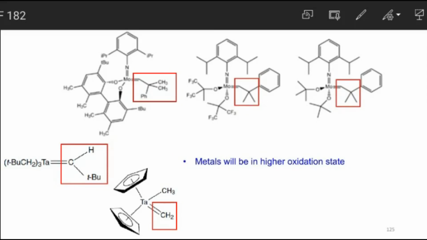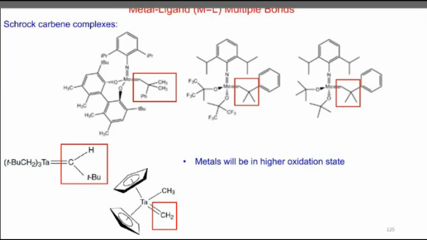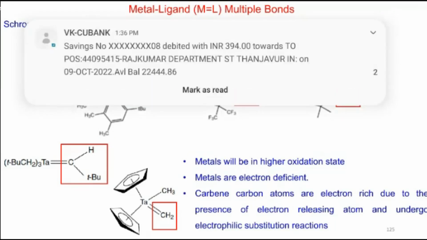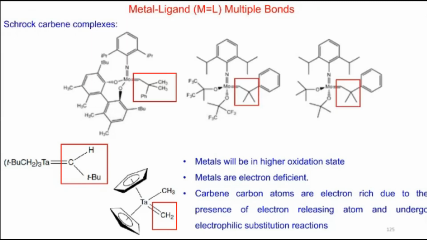If the metal is in +6 oxidation state, the electron density will be low. Therefore here in Fischer carbene, the metal will undergo nucleophilic attack, whereas in Schrock carbene, the carbon is attached only with electron releasing groups, and therefore the metal center will be electron rich. Therefore the carbon will be electron rich, and they will undergo electrophilic substitution reaction.